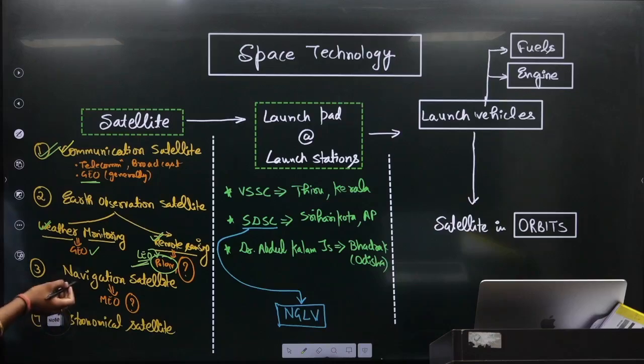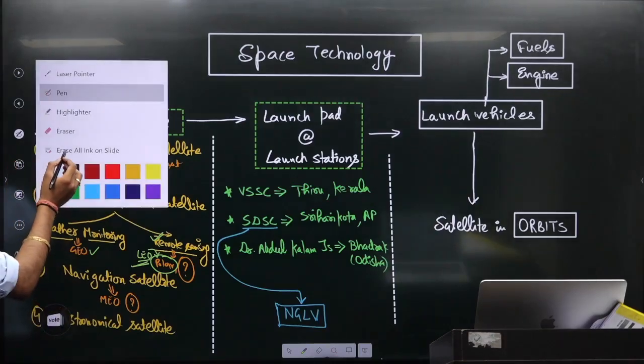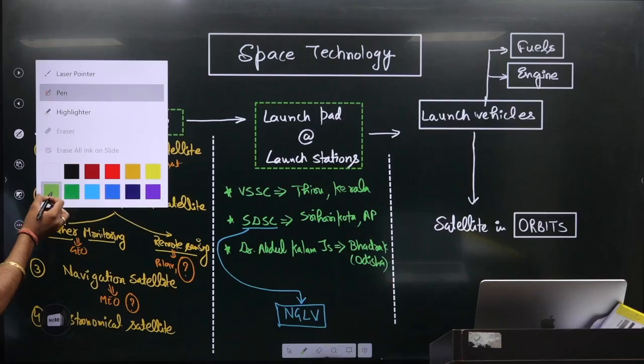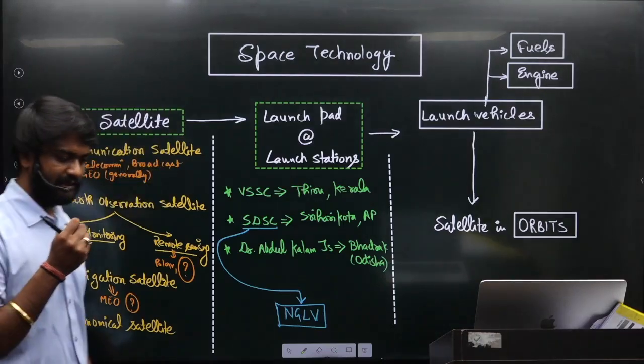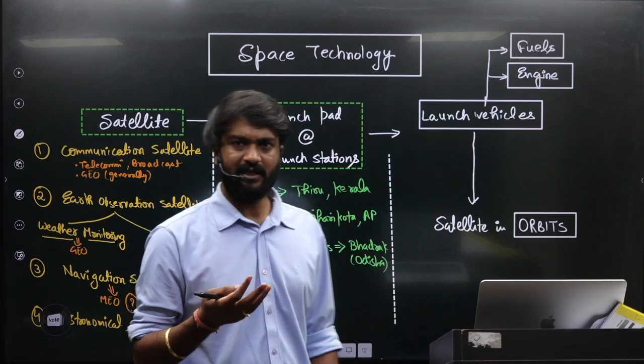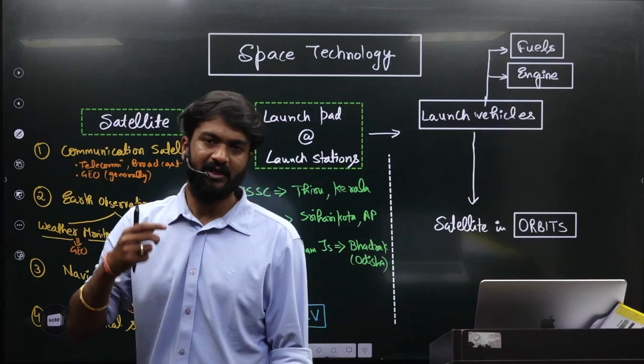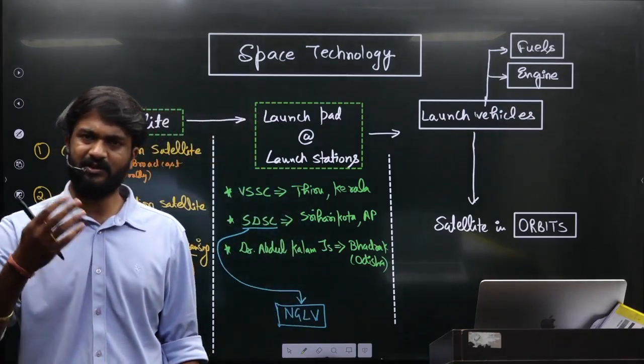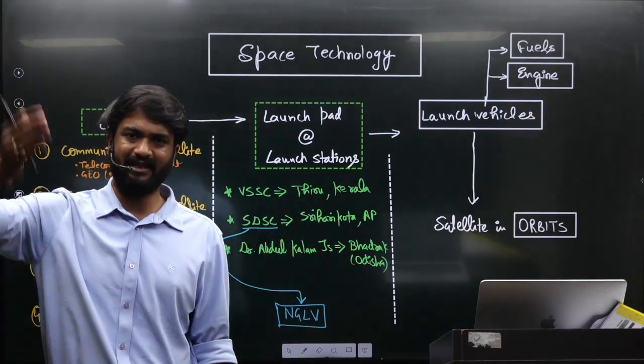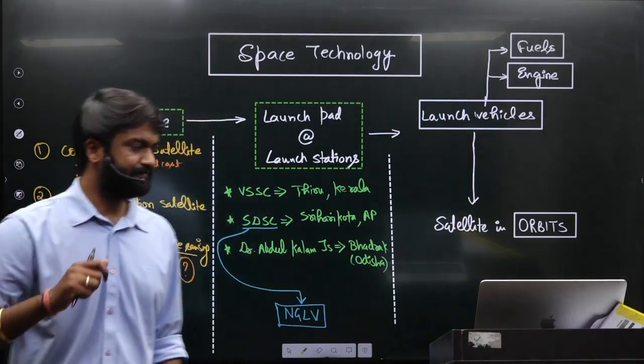Then we have the navigation satellite. Now when I talk about the navigation satellites, sir and ma'am, what is the function of the navigation satellite? Have you ever used Google Maps or GPS? The same function, okay? So they need to send you the location and all those things. You need to send your location to the satellite, then they will give you the route and all those things.